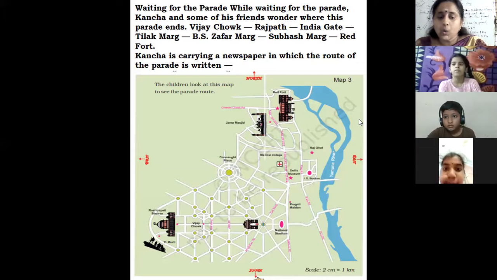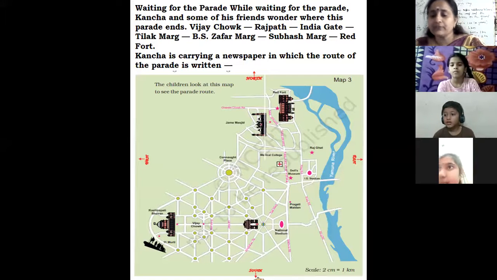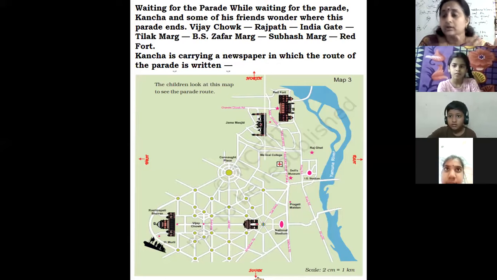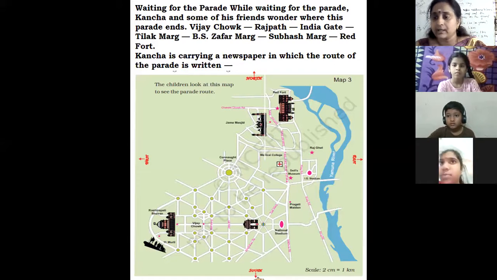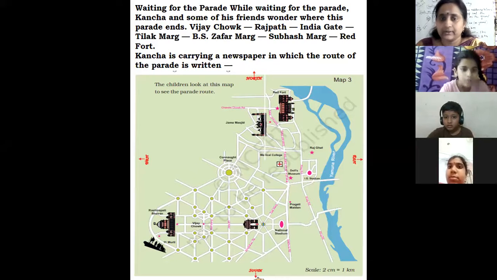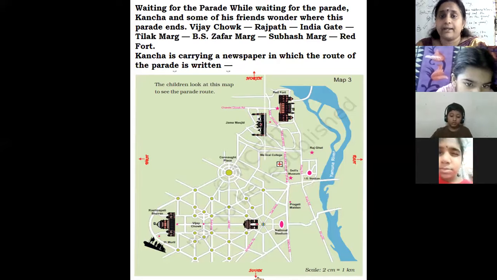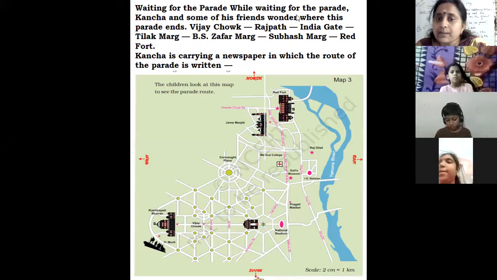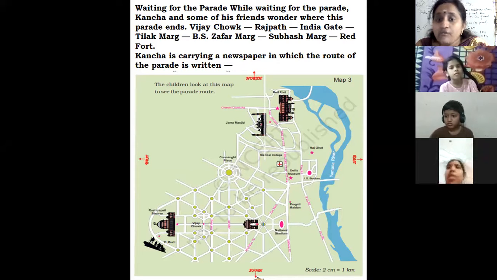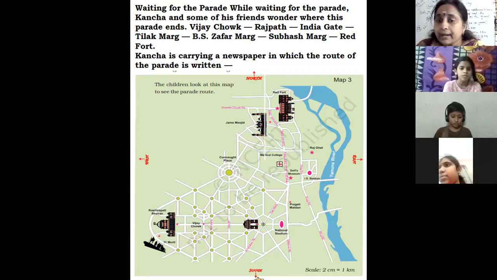Yes, ma'am. In the last class, we checked the ways. How many ways are there from Rashtrapati Bhavan, Vijay Chowk to India Gate? All these we checked. Now, while waiting for the parade, Kancha and some of his friends wonder where this parade ends. So he has a route map. Kancha has a route map showing how the parade goes.